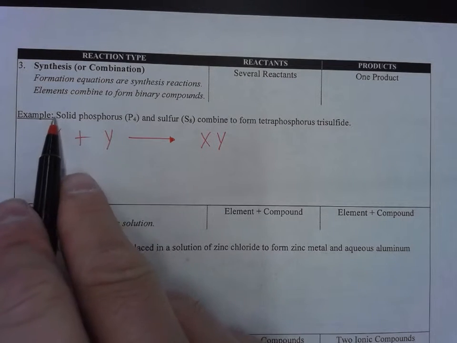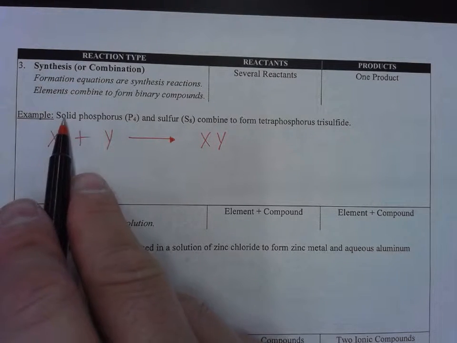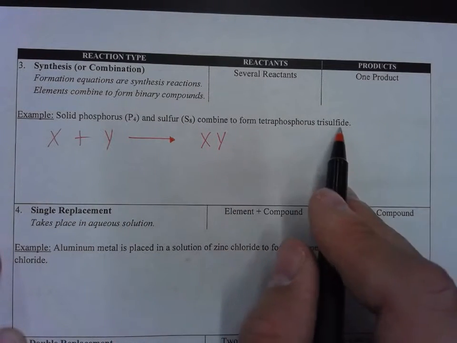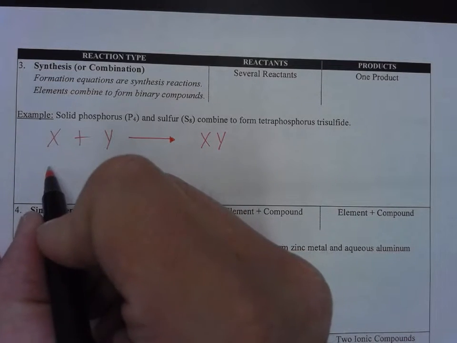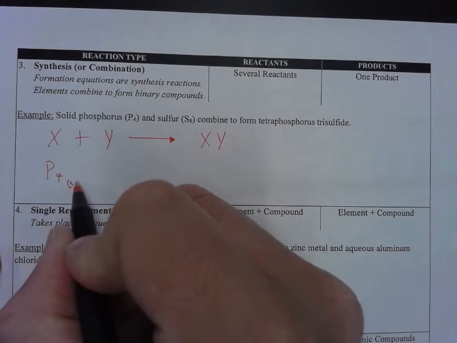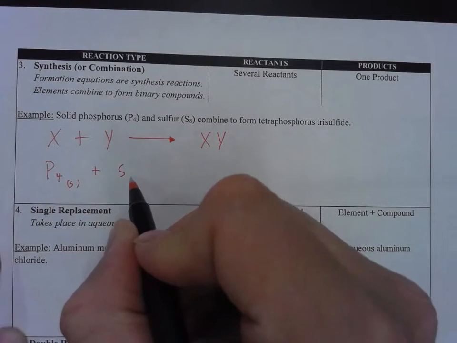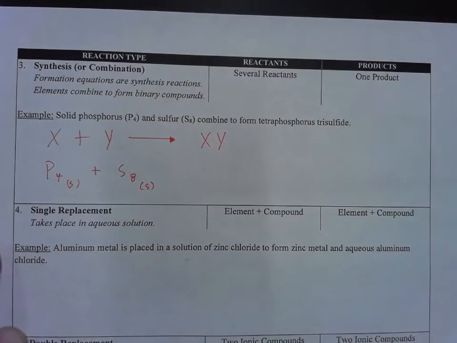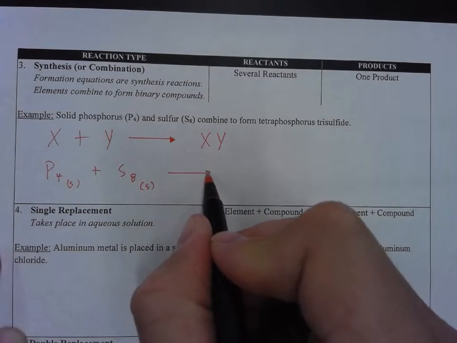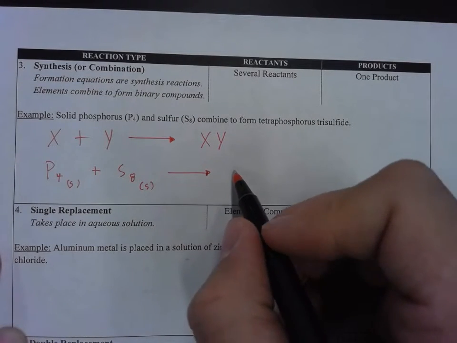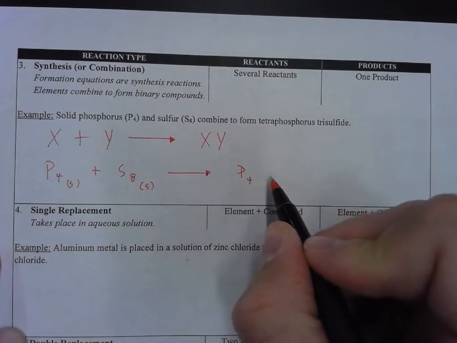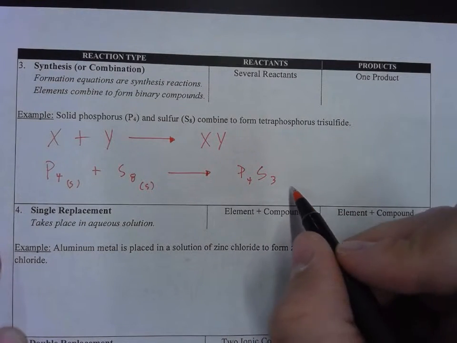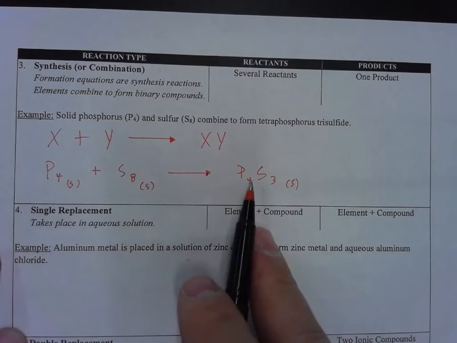Okay, let's go ahead and look at our example. Solid phosphorus and sulfur combine to form tetraphosphorus trisulfide. Okay, so solid phosphorus, P4, solid, plus sulfur, S8. That's nice that they give us the chemical formulas here. These two form tetraphosphorus trisulfide, tetraphosphorus, so P4, trisulfide, S3. Okay, and that's also going to be solid. There you go. That's an example of a synthesis reaction.